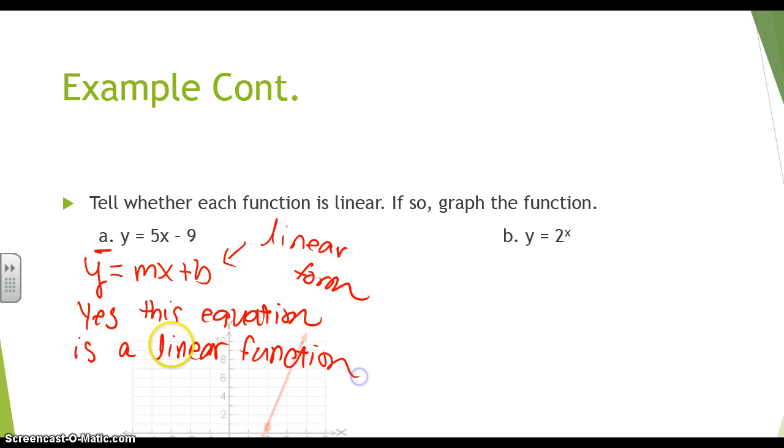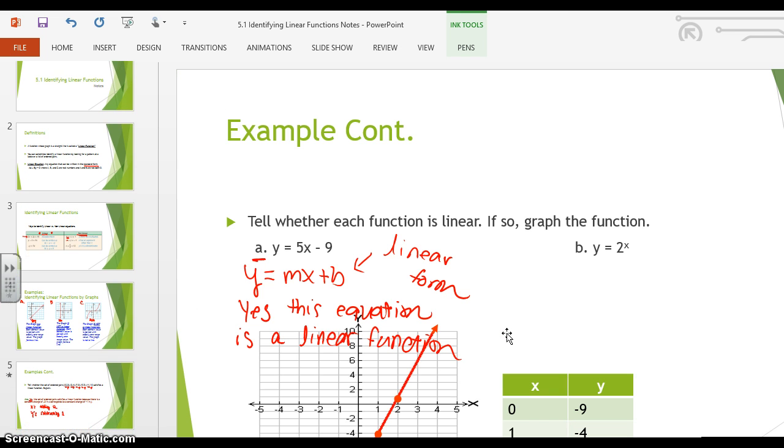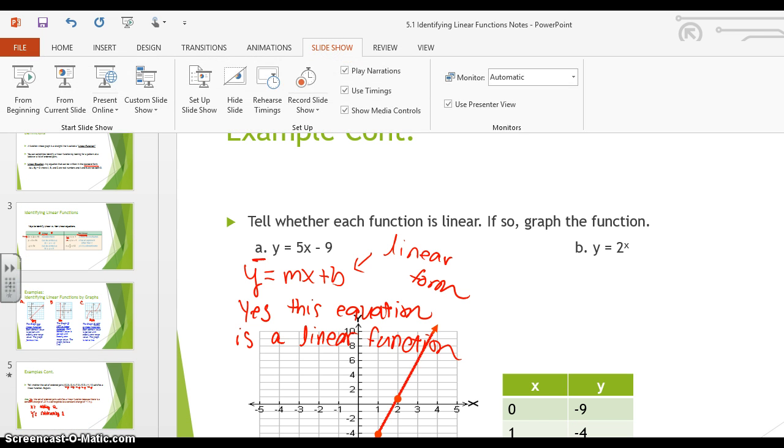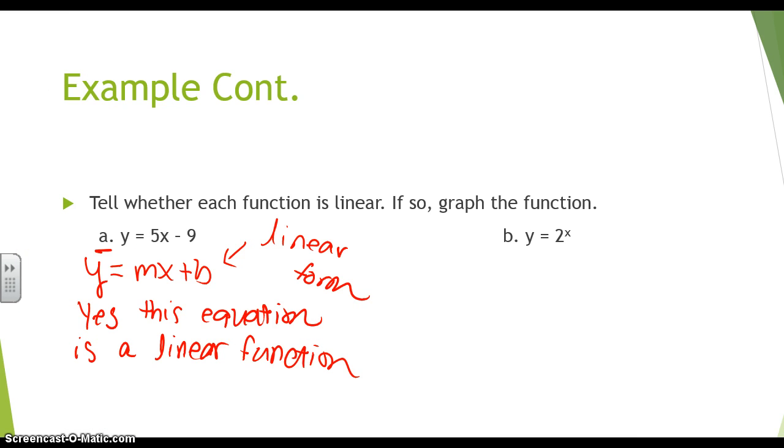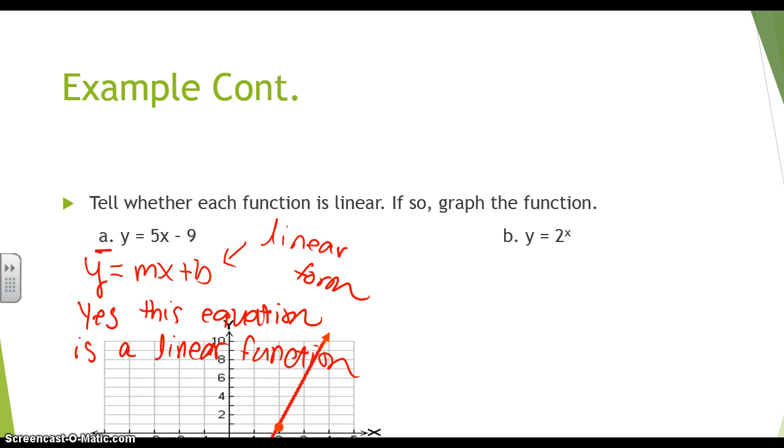So we need to graph these points. Okay, so we want to graph this. So here is a graph. This graph here is representing this equation, y equals 5x minus 9. And I can form a table to help me solve this, so I could plug in 0, 1, and 2 for x into the equation and get my y and then graph the points. So that's an example there.